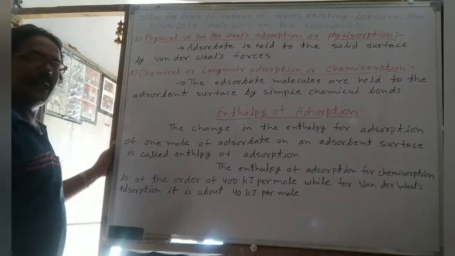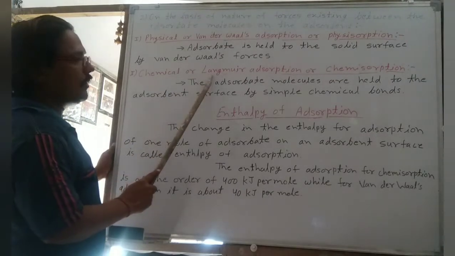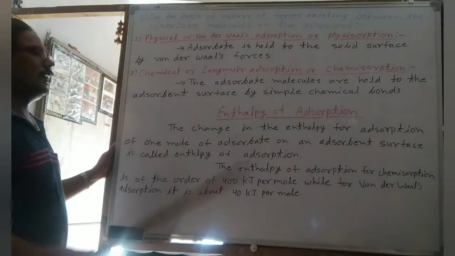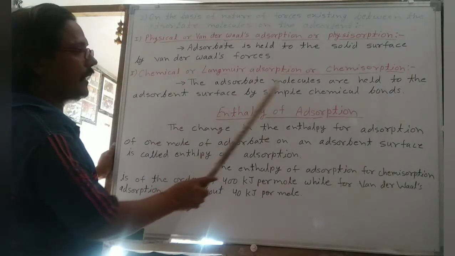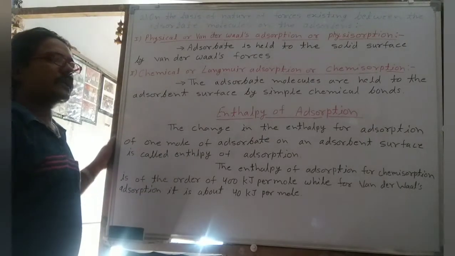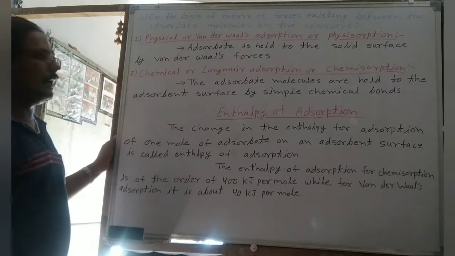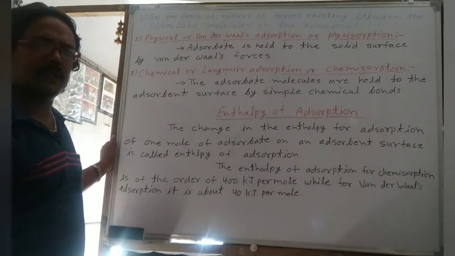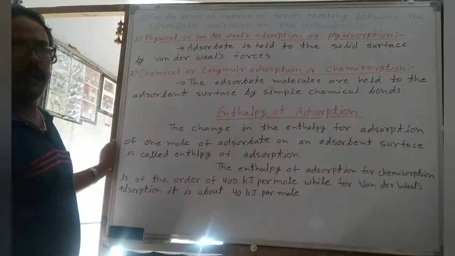And the second type of adsorption is chemical adsorption or Langmuir adsorption or chemisorption. In chemisorption, the adsorbate molecules are held to the adsorbent surface by simple chemical bonds. So students, if the adsorbate molecules are held to the adsorbent surface by simple chemical bonds, then adsorption is called chemical adsorption or Langmuir adsorption.